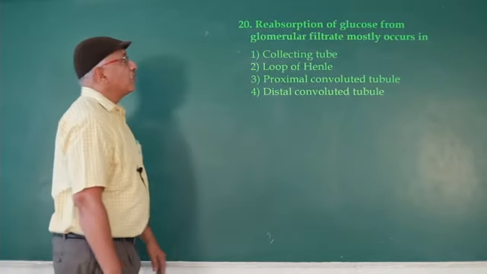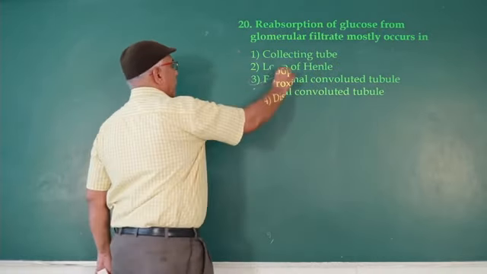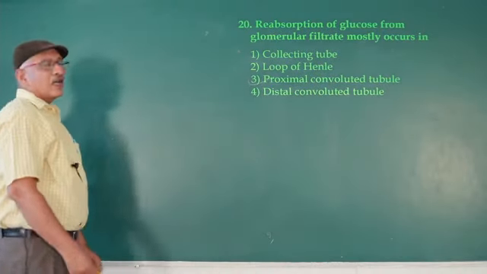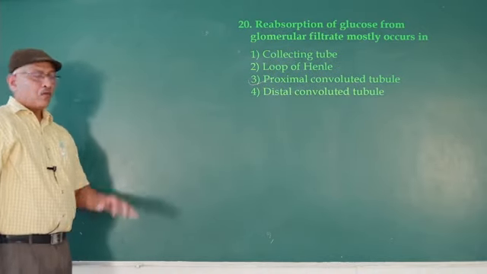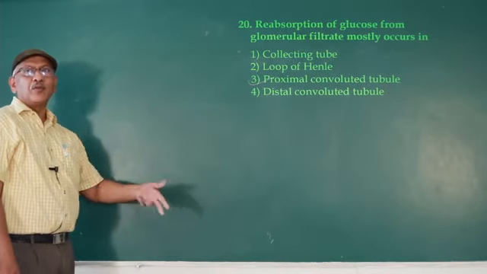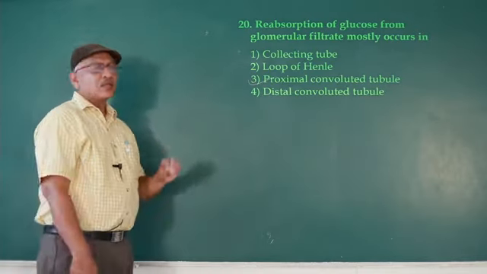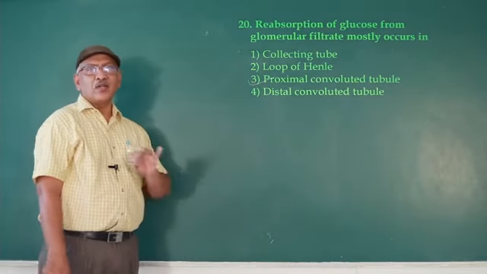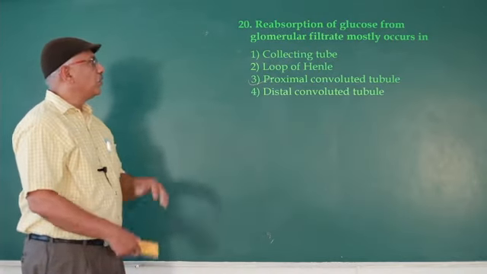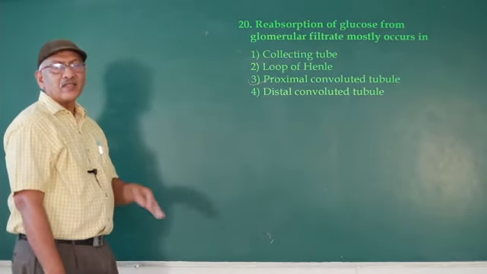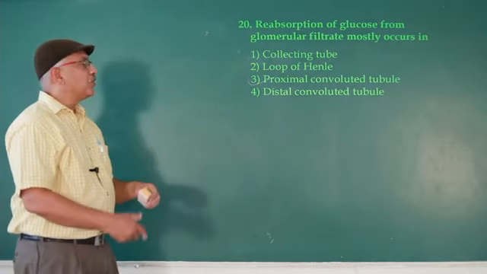Next one: reabsorption of glucose from glomerular filtrate mostly occurs in the proximal convoluted tubule. We already discussed all high threshold substances reabsorbed from the lumen of the PCT into the peritubular network. In the PCT only high threshold substances, the essential substances for our body, are reabsorbed. Glucose, amino acids, fatty acids are completely reabsorbed from the lumen of the PCT into the peritubular network.